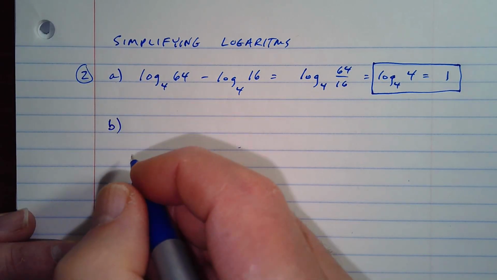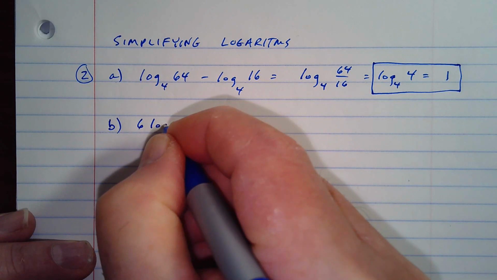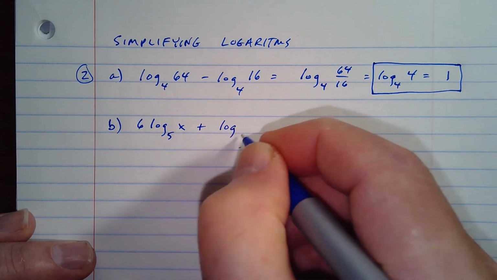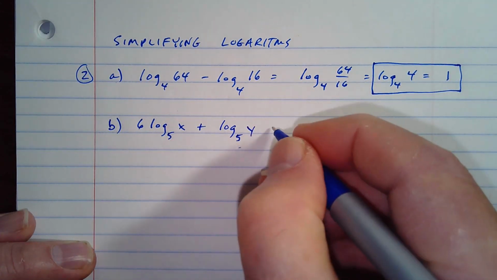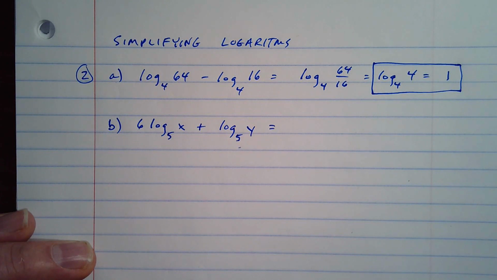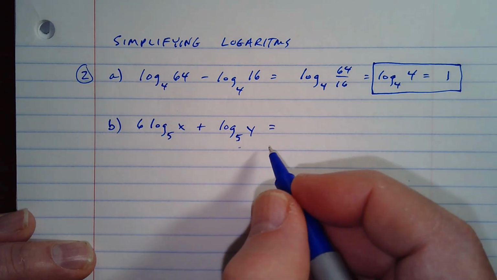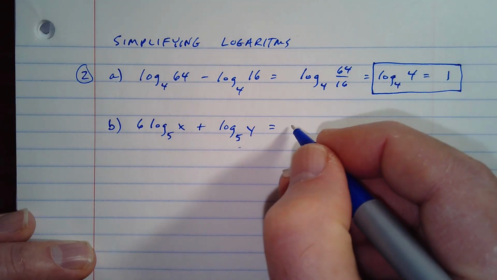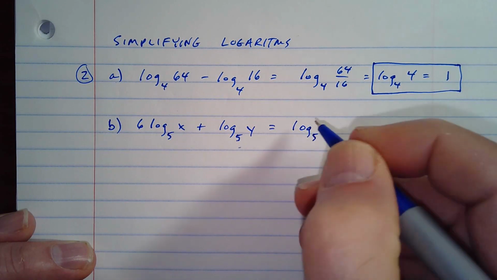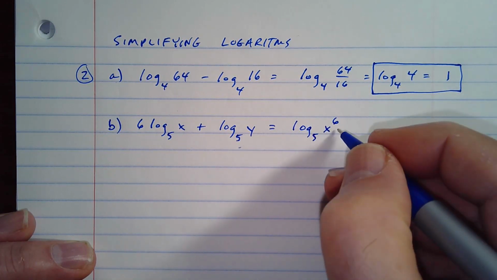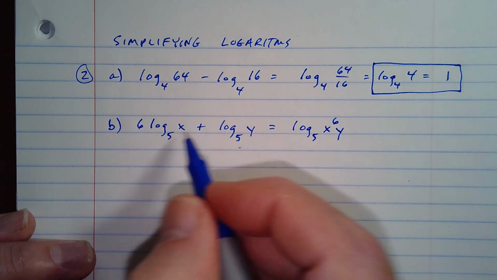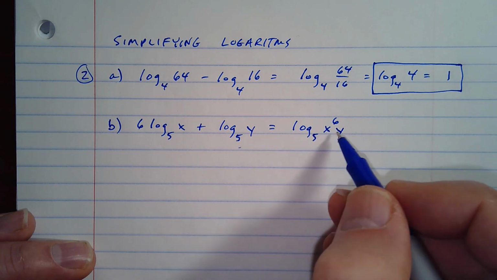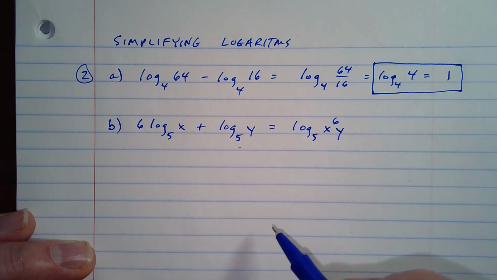All right, we'll do a couple more of these. So 6 log base 5 of x plus log base 5 of y. What would that simplify to? I'll just give you a little pause here if you want to try it yourself. And now the answer would be log base 5 still, x to the 6th y. So I do the 6 as the exponent on x, and then the plus sign makes it multiply. So that's how I got the product of x to the 6th and y.